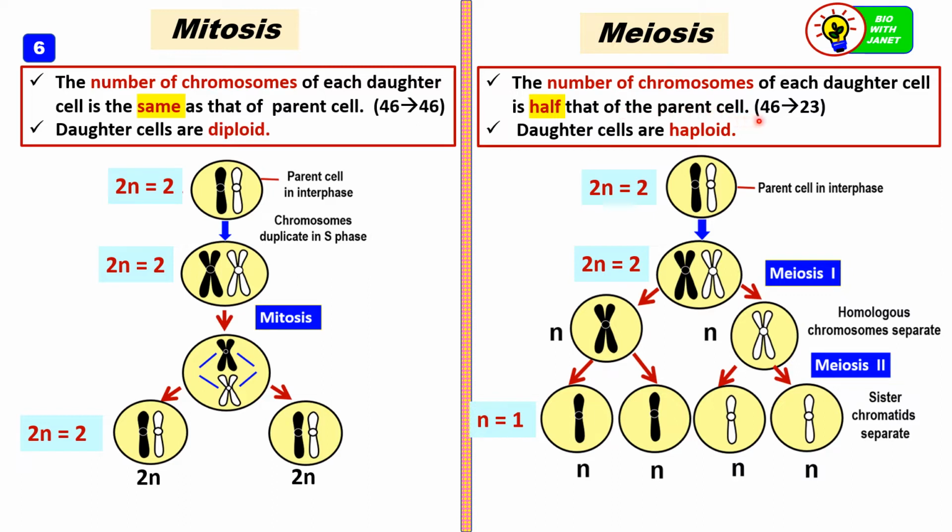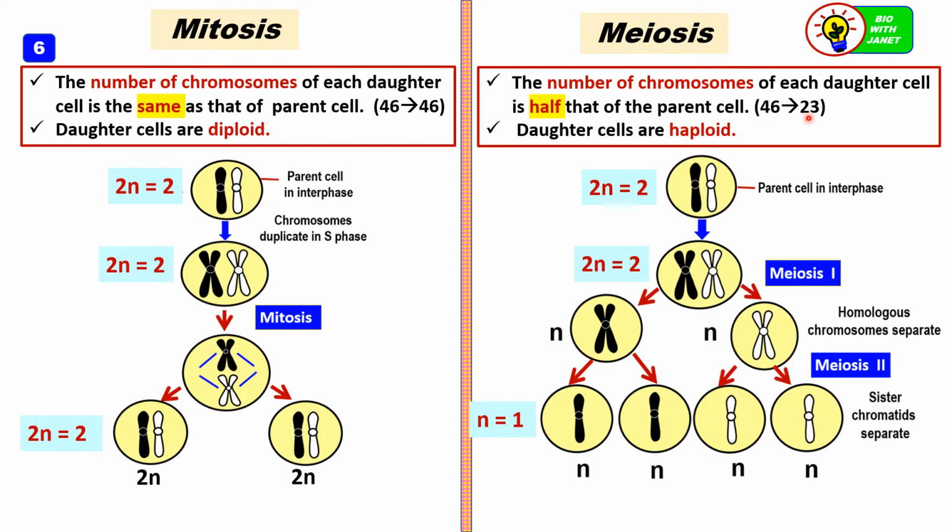Now for meiosis, the number of chromosomes of each daughter cell is only half that of the parent cell. So if we talk about human cells, if the parent cell is a human cell, then it starts off with 46 chromosomes, but at the end of meiosis, the daughter cells formed, which are the gametes, will have only 23 chromosomes, half that of the parent cell. So that's why meiosis is called reduction division.